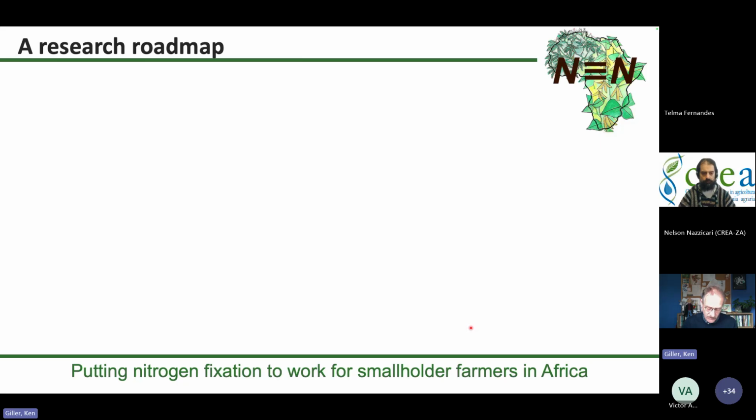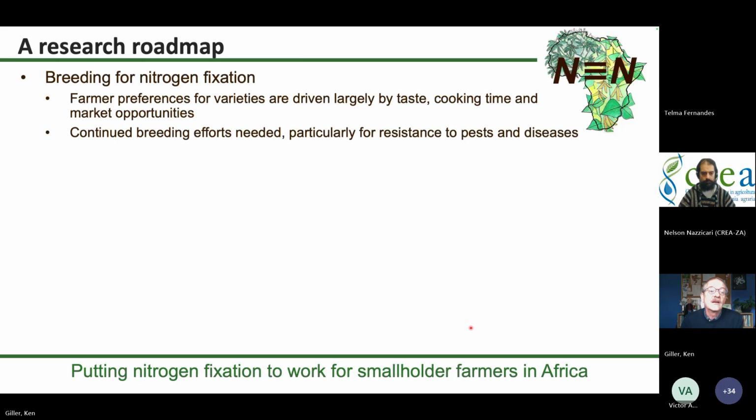Now here's our research roadmap. So moving forward, we need then to think further about breeding for nitrogen fixation. We recognize that farmer preferences are driven largely by taste, cooking time, and market opportunities, and continuous breeding is needed, particularly for pests and diseases.